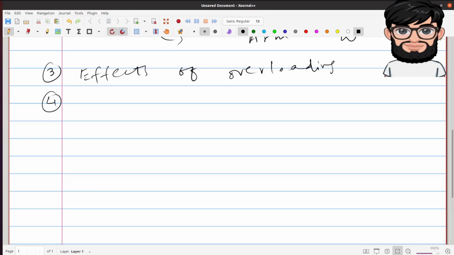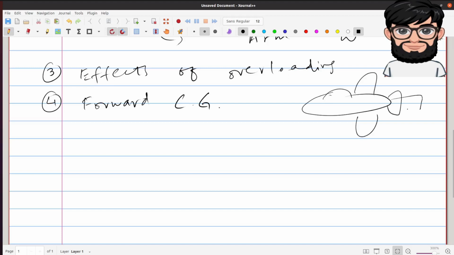Now we're gonna be covering the forward center of gravity effects, and then the rear center of gravity effects. So what happens if the center of gravity is very forward? If this is the plane and the center of gravity is normal as this one, but we loaded the plane so that the center of gravity became this one, right? So what would happen? Again, it's a long list.